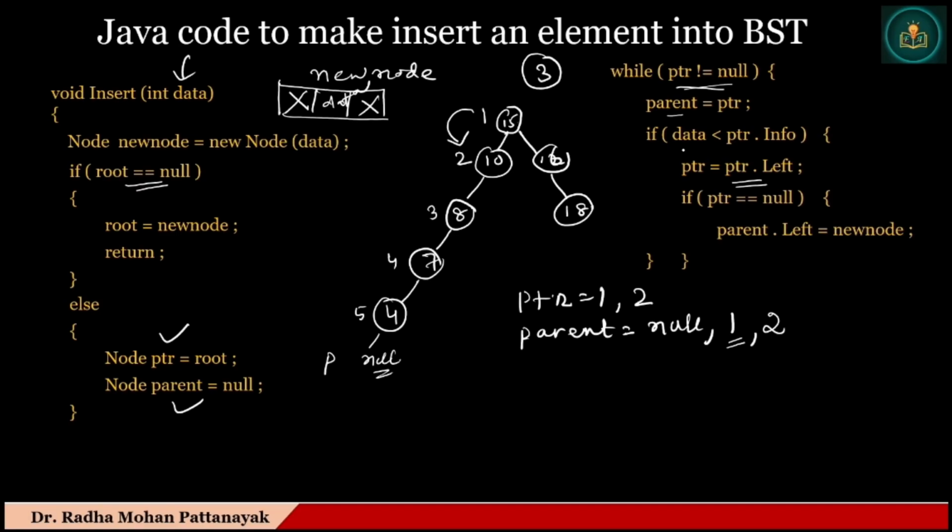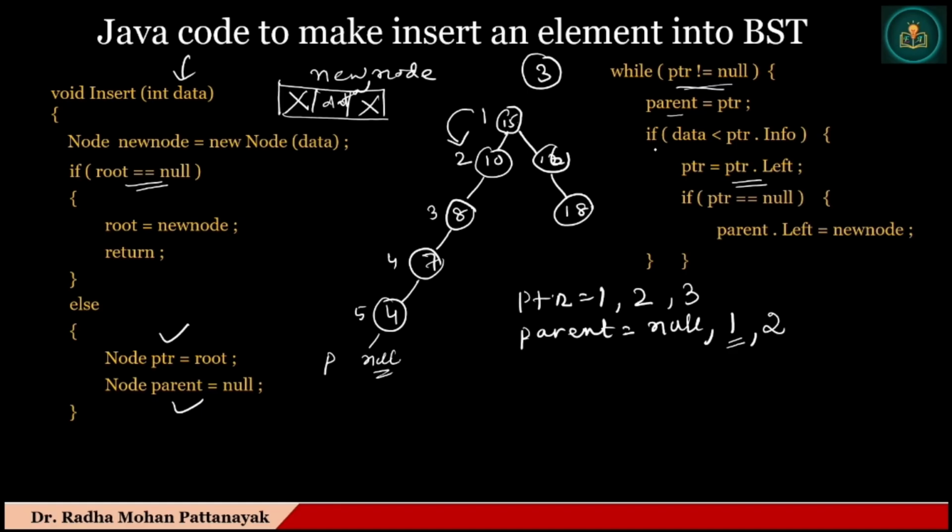Then check whether 2's information equals how much? 10. Whether 10 is greater than 3? Yes, 10 is greater than 3. So though 10 is greater than 3, what do you need to do? You need to move to the left again. But if you go to the left, what will you write? The logic: PTR equals PTR dot left. So if you write PTR equals PTR dot left, 2 dot left equals how much? 3. So now update PTR equal to 3.